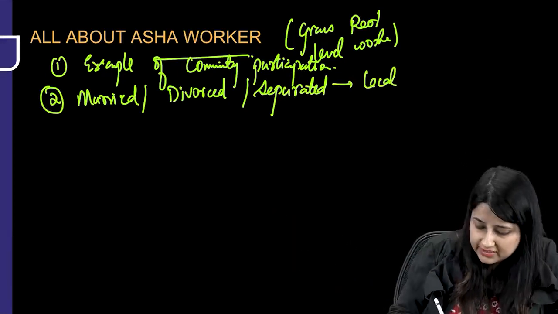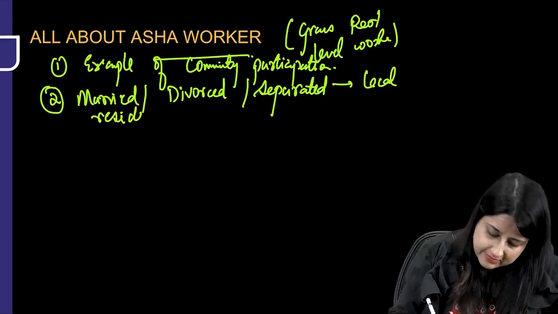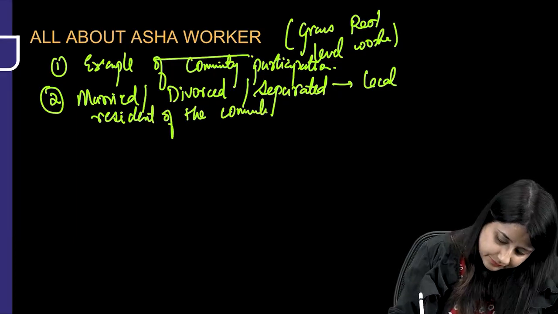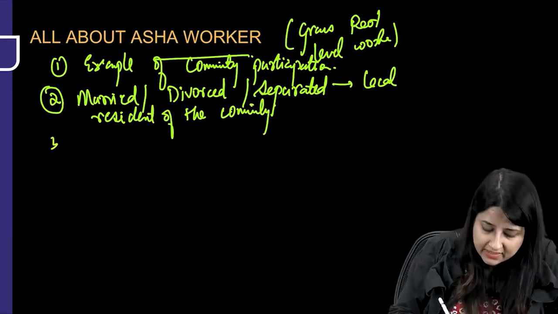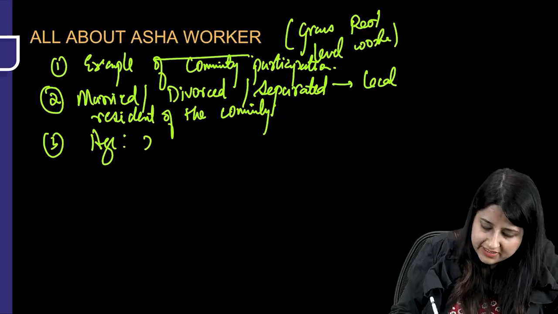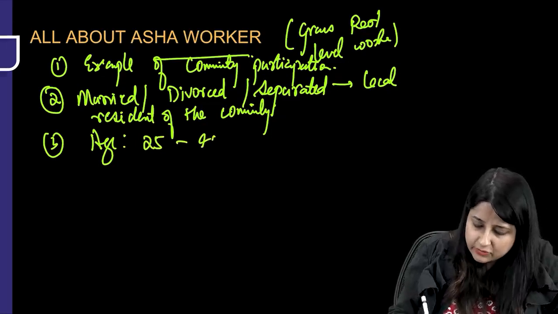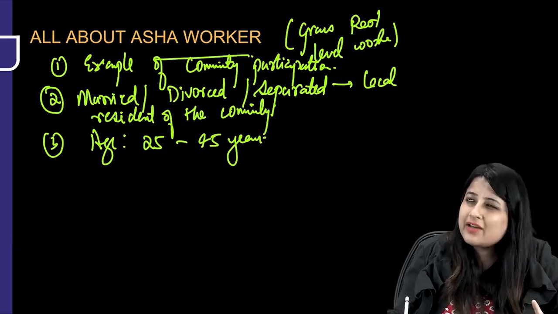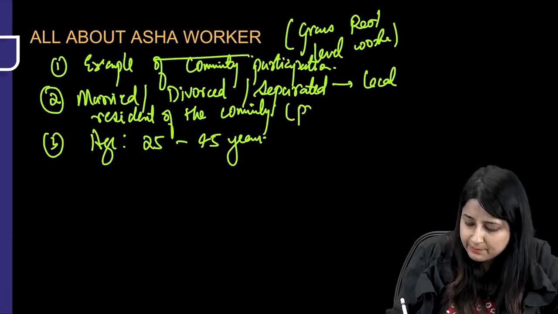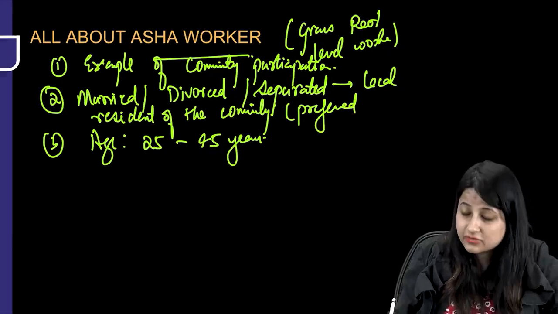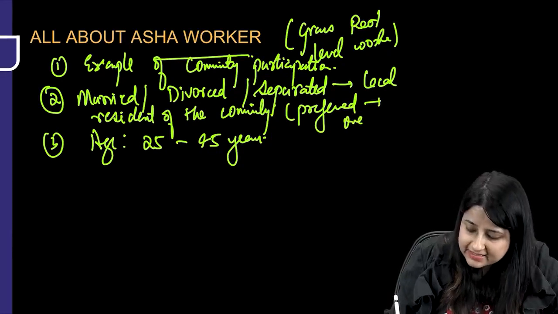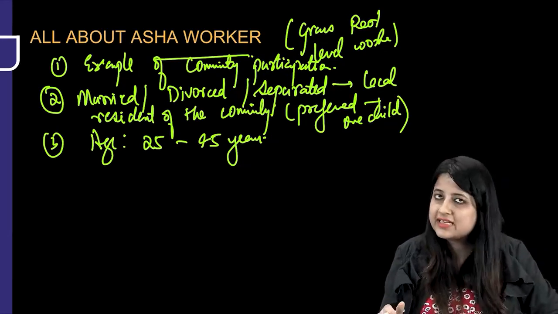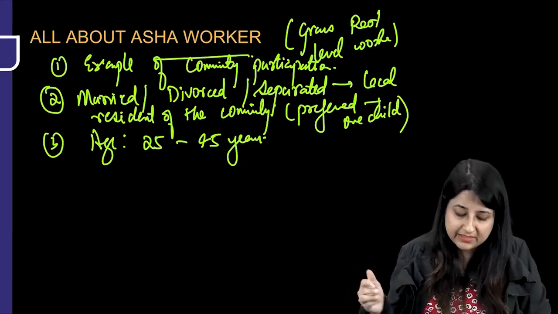Okay, what is she? She is a local resident of the community. What is her age? Very, very important. Never say 19, 18. No. 25 to 45 years. She is never a single woman. And preferably, preferred, not a very hard and fast rule, preferred that she has at least one child so that the women can open up to her more. But if she doesn't, that's okay. That's one of the preferable criteria.